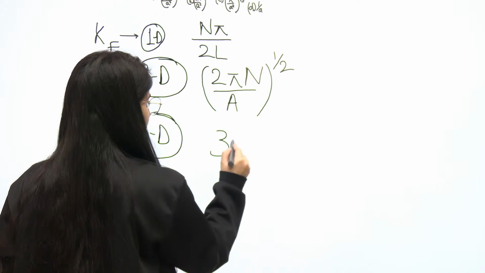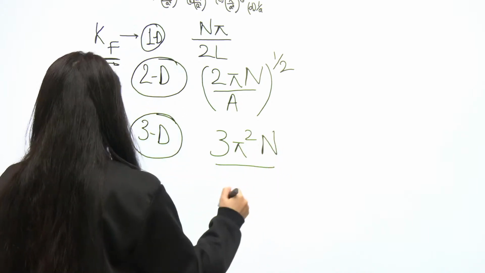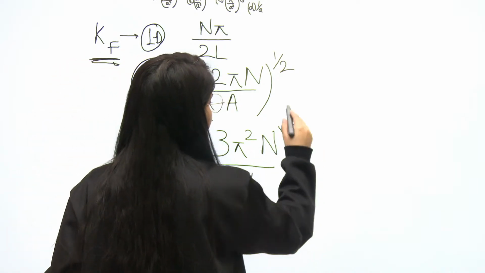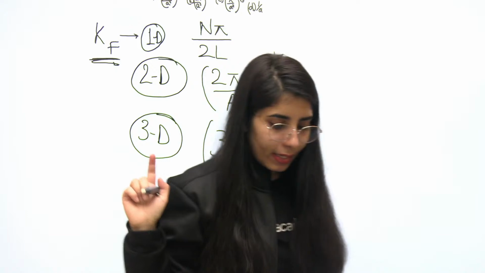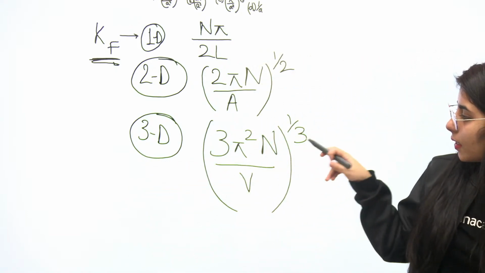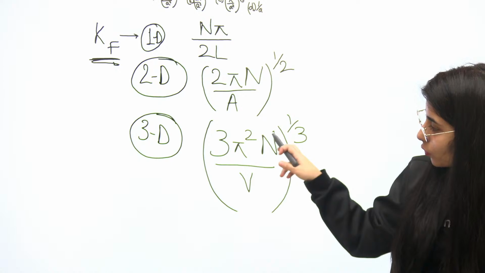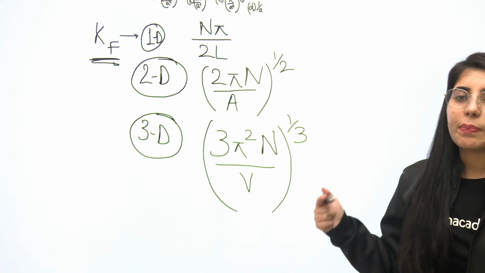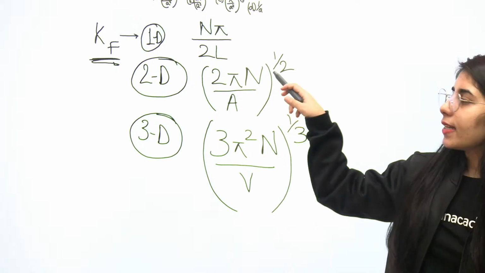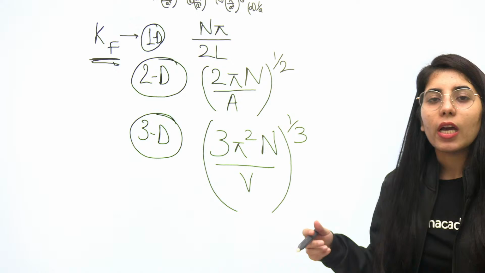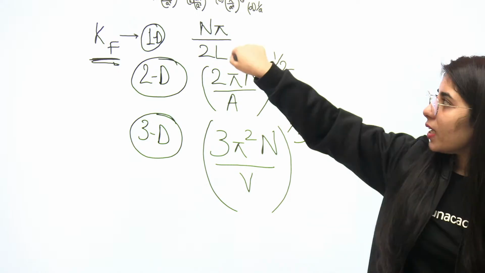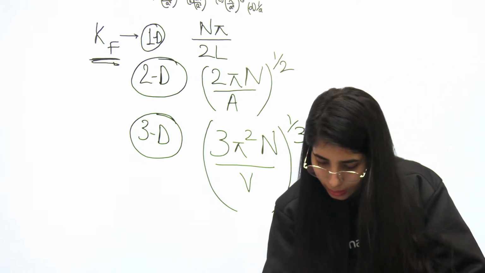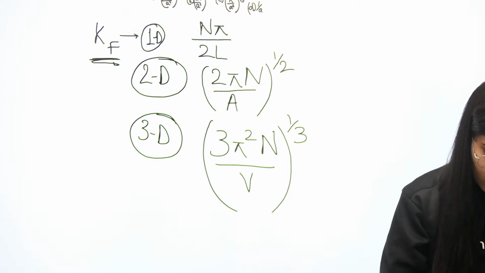For 3D it's going to be 3 pi square n upon V. The 3D case means volume, the 2D case means area in the denominator, and the powers are 1 upon 3, 1 upon 2 and 1 itself. The 1D case has only length. So these are the relations where n is the number density. In place of n upon V, n upon A, and n upon L, you can write a small n, which will represent the number density per unit volume, area or length. Is everything alright till now?